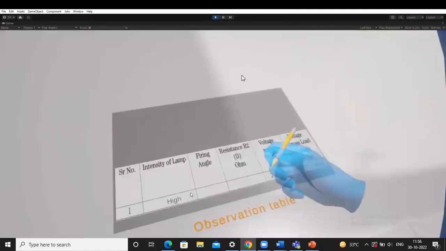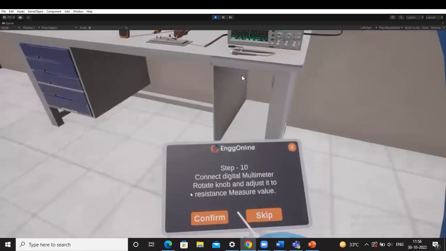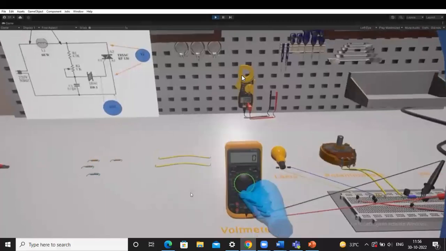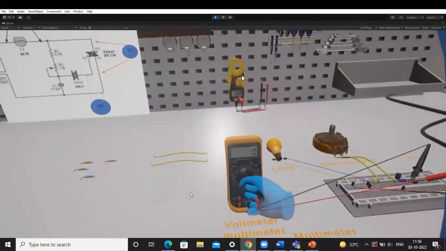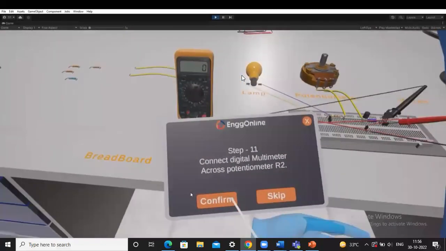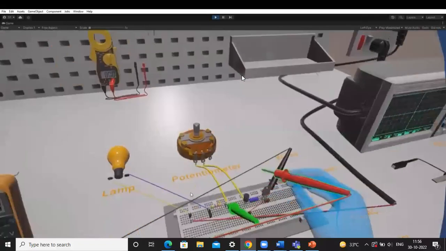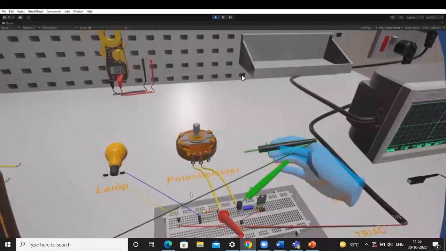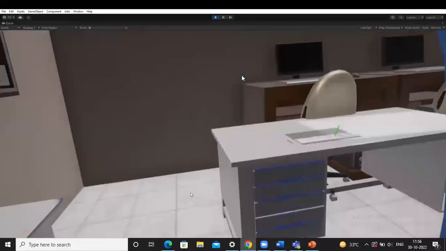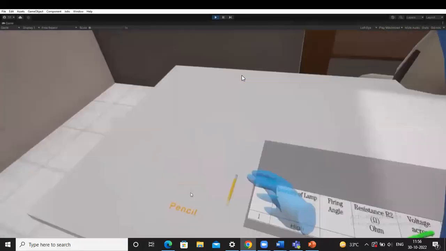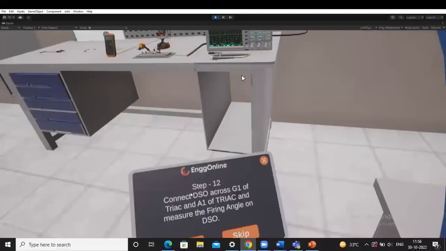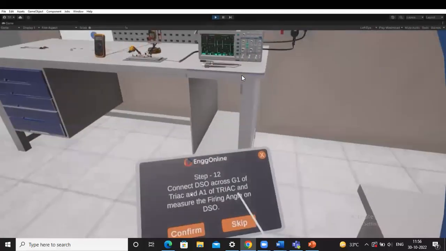Step 10. Connect digital multimeter, rotate knob and adjust it to resistance measure value. Step 11. Connect digital multimeter across potentiometer R2. Step 12. Connect DSO across G1 of triac and A1 of triac and measure the firing angle on DSO.